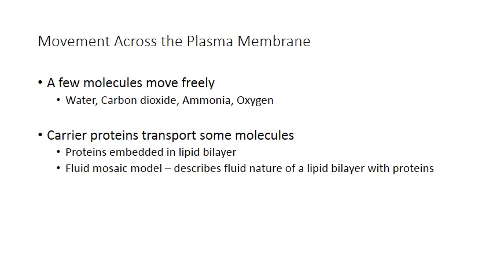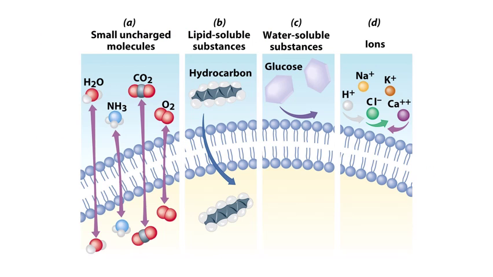But other molecules need carrier proteins. These are the proteins embedded, or what's the other word for embedded? Integral. These are proteins that are integral in the lipid bilayer. And again, the fluid mosaic model describes this fluid nature of the lipid bilayer with the proteins in it. These in A are the molecules that can just go through easily because they are so small. Protein channel. These can go by themselves.